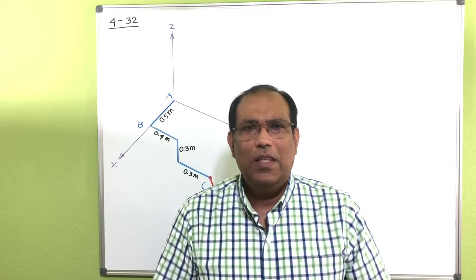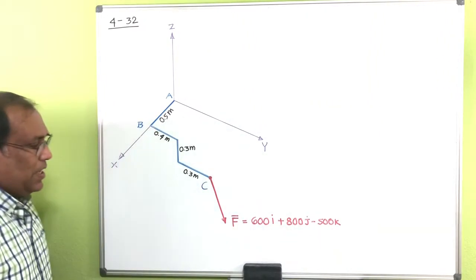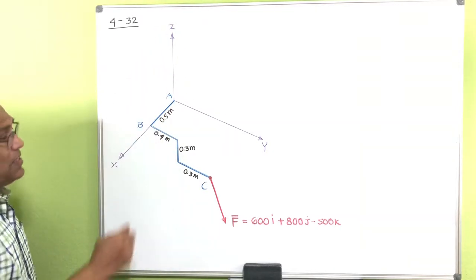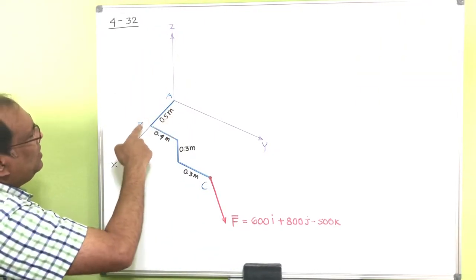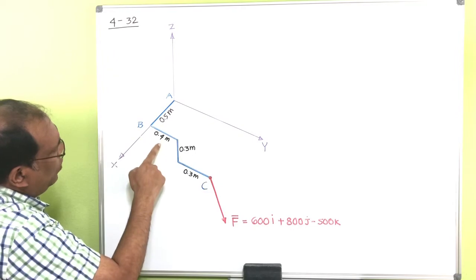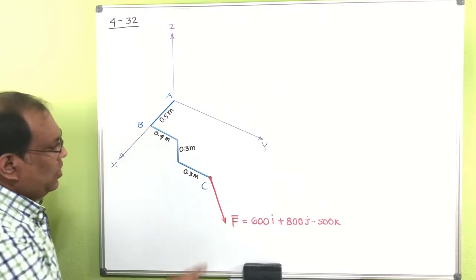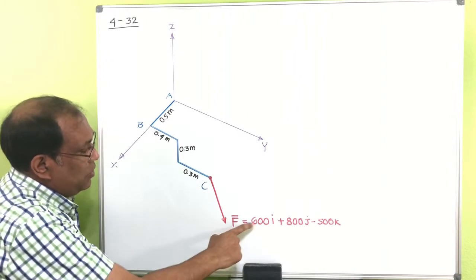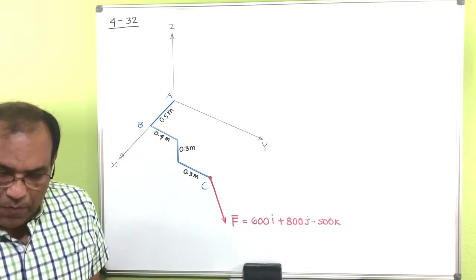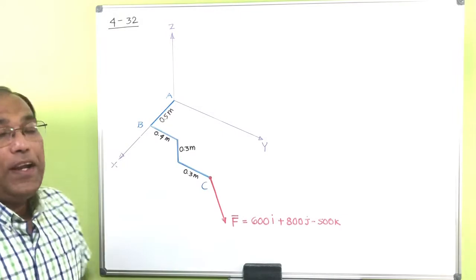Now let's start with problem number 4-32. You can see here this is your y-axis, this is the x-axis, and this is your z-axis. There is a steel frame here which is 0.5 meter in that direction, then parallel to the y-axis 0.4, and then going down 3 meter. And here is point C, and you have a force vector working at point C, which is 600i, 800j, and 500k. This one is asking to find the moment of that force at point A.